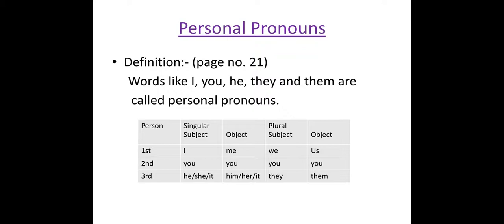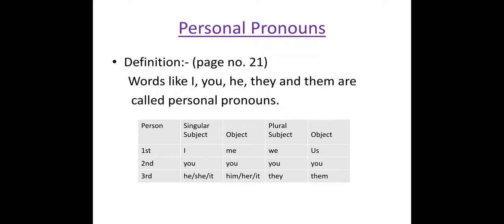The second person refers to the person or people spoken to, you. So here we will see you. For second person we are using only you, for subject also and for object also. Third person refers to the person or thing spoken about, to whomever we are talking. That is called the third person.